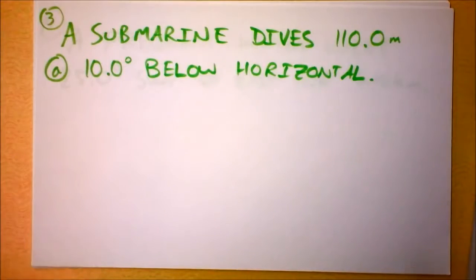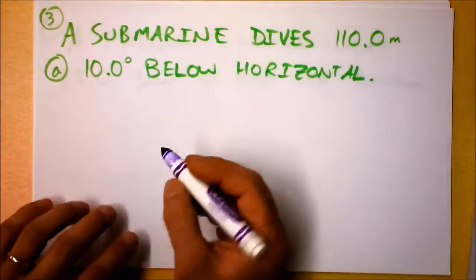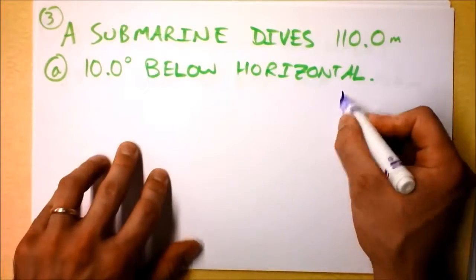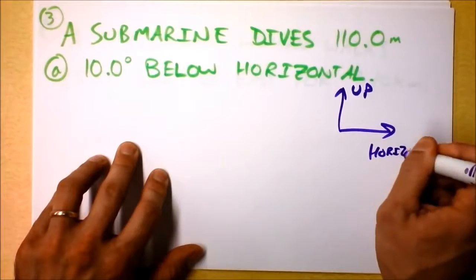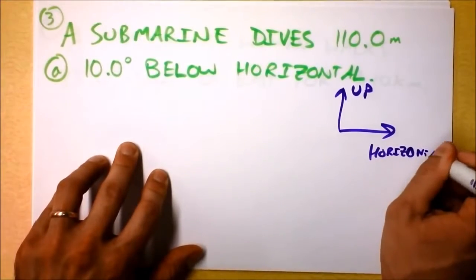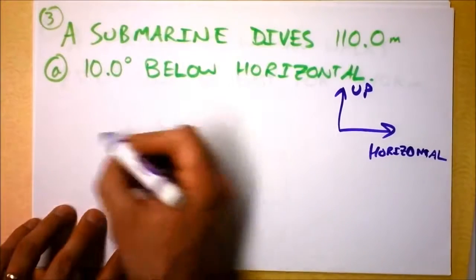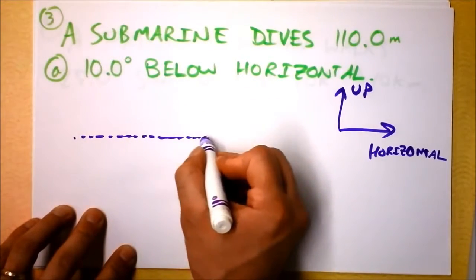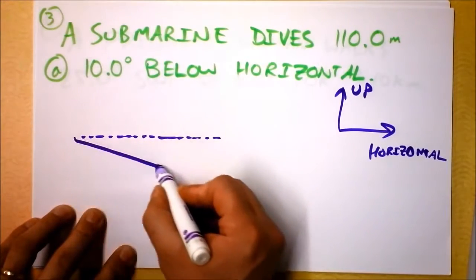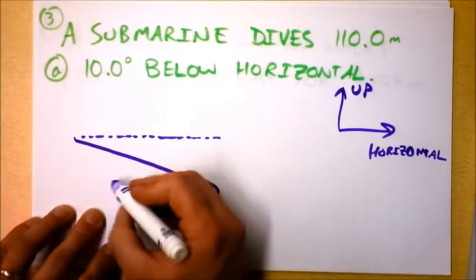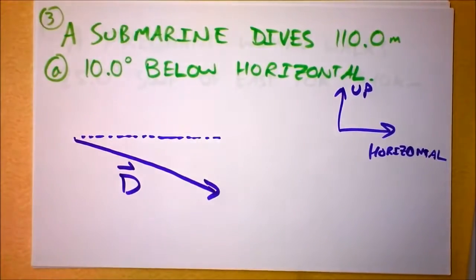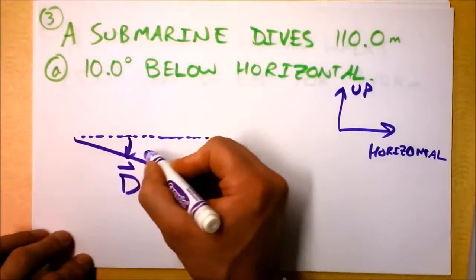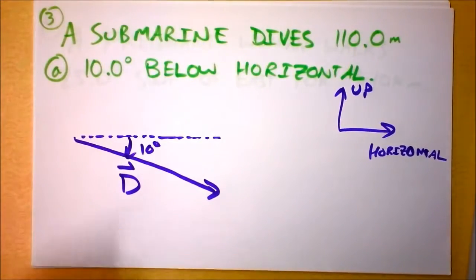The third problem has a submarine that's diving 110 meters at 10 degrees below horizontal. So I'm probably going to declare things like up and horizontal to be my axes. Horizontal. There it is. All right. I'm going to draw a horizontal because I need to be 10 degrees below it. And I'm going to draw that. 10 degrees below horizontal. This is my vector D, and the vector D for the submarine's dive is 10 degrees below the horizontal. And now it's time for me to make a triangle out of it.